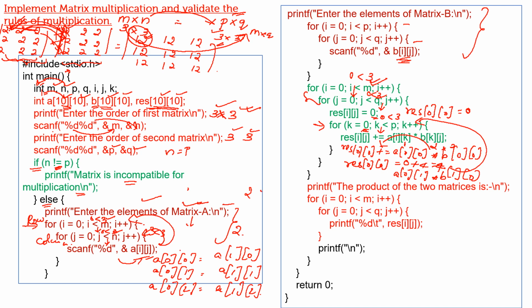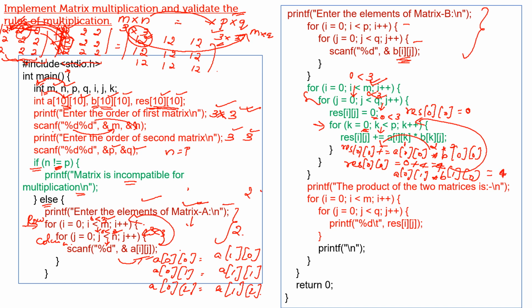Now what will be the value? A 0 1, what is the value? A 0th row, first column, the second 2. And next, b 1 0, that is your first row, 0th column. Are you able to understand? So second element 2 into 2, that is also 4. Now you will be getting the value also as 4.